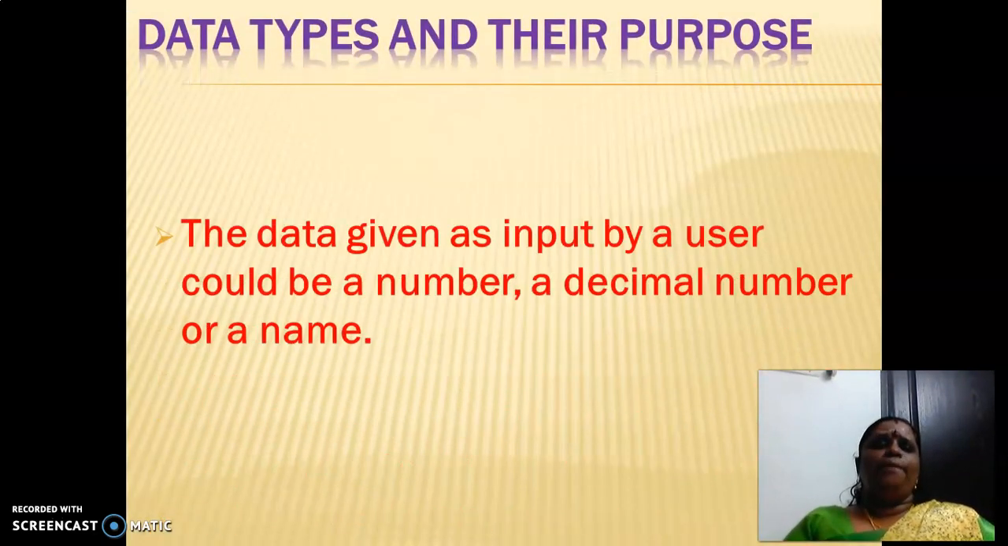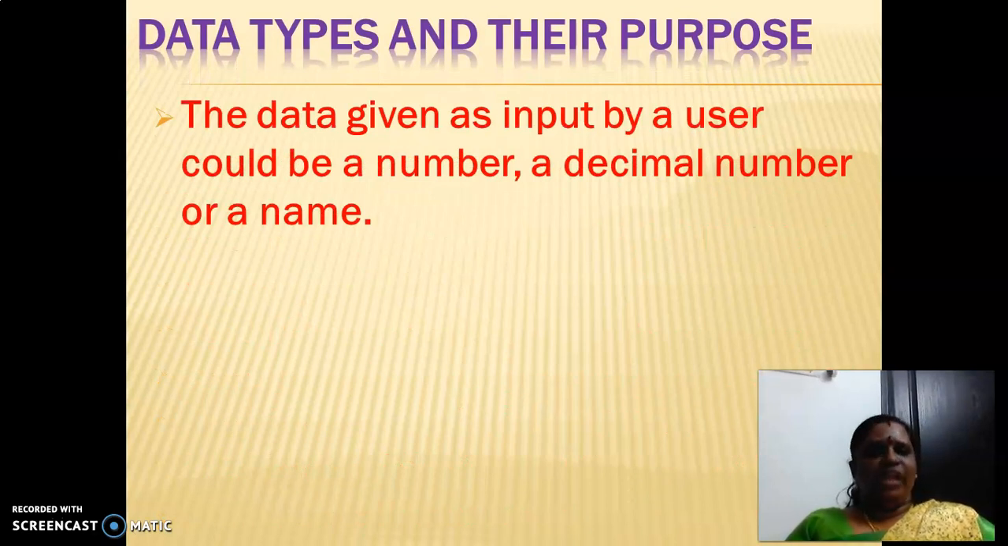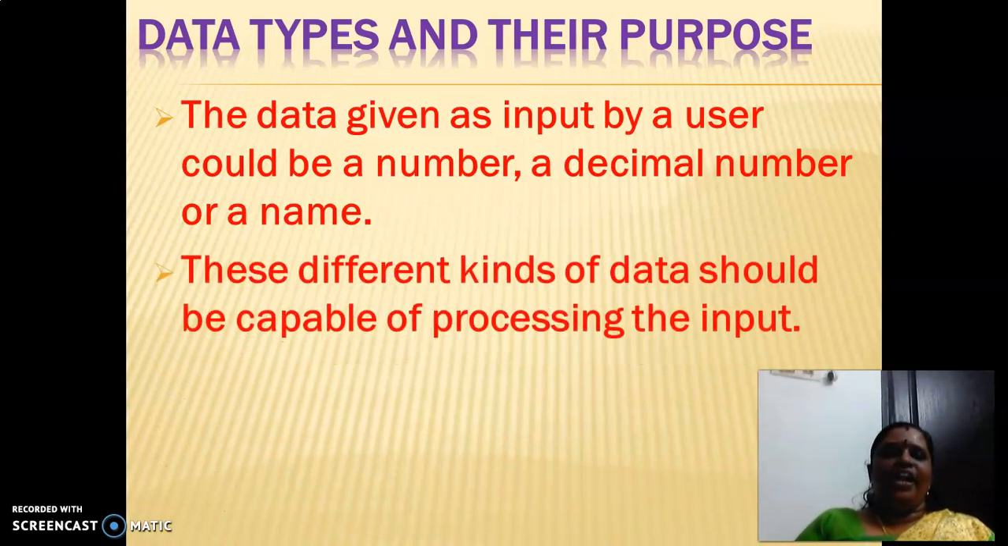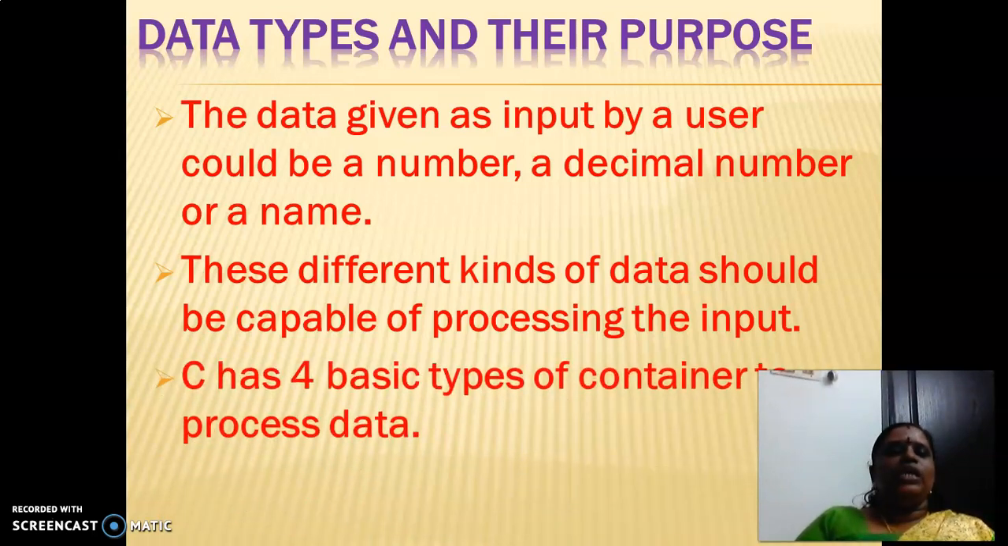Data types and their purpose. The data given as input by a user could be a number, a decimal number or a name. Yes? So, the value for the variable can be a number, a decimal number or a name. These different kinds of data should be capable of processing the input. C has 4 basic types of container. That is, C has 4 basic data types to process the data.